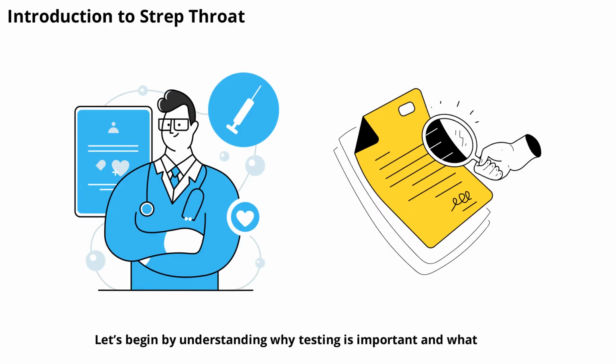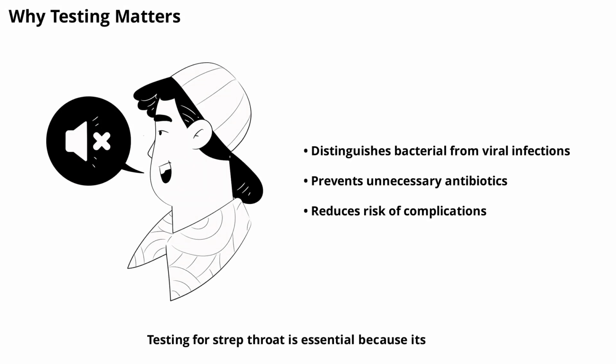Let's begin by understanding why testing is important and what symptoms might prompt a healthcare provider to order these tests. Testing for strep throat is essential because its symptoms can overlap with those of viral infections, which do not require antibiotics. Accurate diagnosis ensures that antibiotics are only prescribed when necessary, reducing the risk of antibiotic resistance and unnecessary side effects. It also helps prevent complications such as rheumatic fever, which can occur if strep throat is left untreated. Understanding the importance of testing sets the stage for exploring the specific tests used to diagnose this condition.